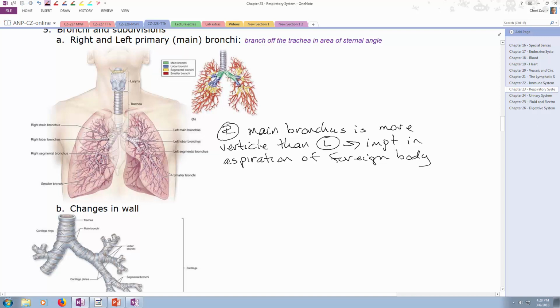Because most of the time when you aspirate something, you're in an upright position, and so then it's going to actually lodge into the right primary bronchus or main bronchus.